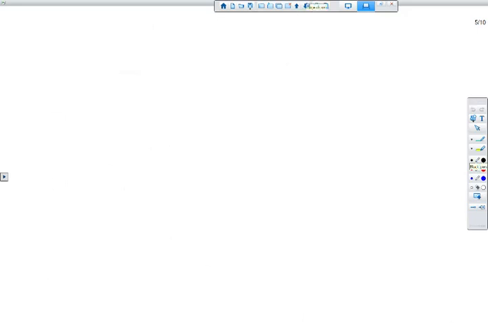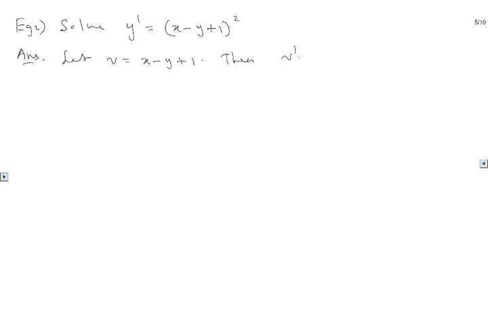Example number 2. Solve y prime equal x minus y plus 1 to the square. So the answer: let v equal x minus y plus 1. Then we have v prime equal 1 minus y prime.